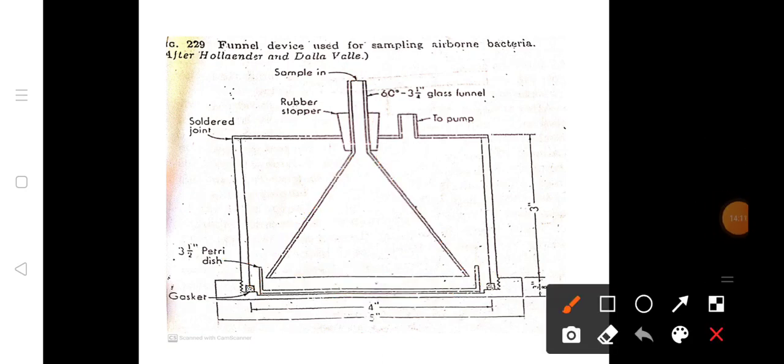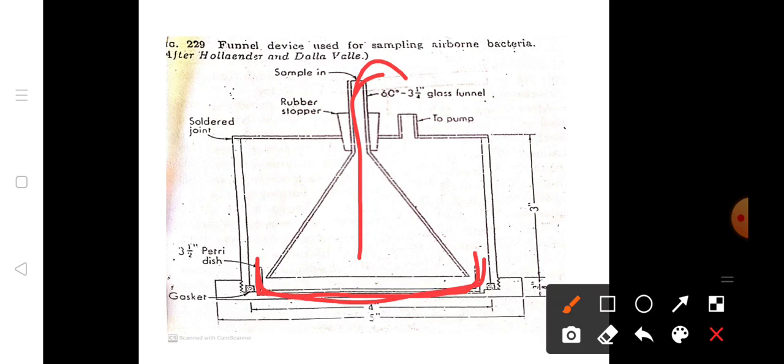Now what happens is that whatever air comes through the funnel stem will impinge onto the agar medium. Then we have to remove this plate after a particular time in hours and place this agar plate into the incubator for the particular time and at the particular temperature. After that we count the number of colonies.